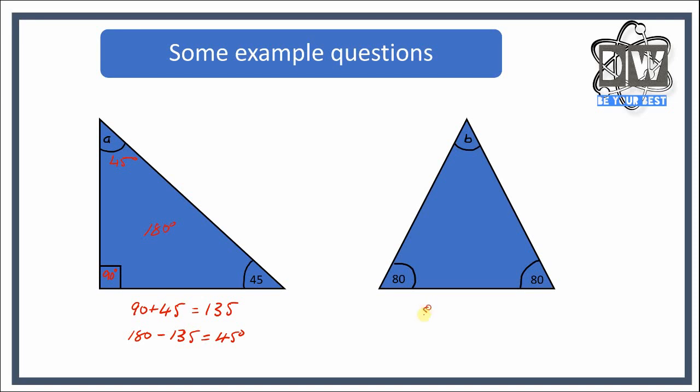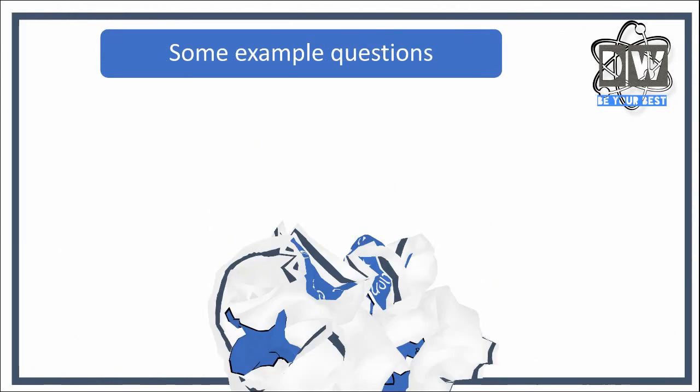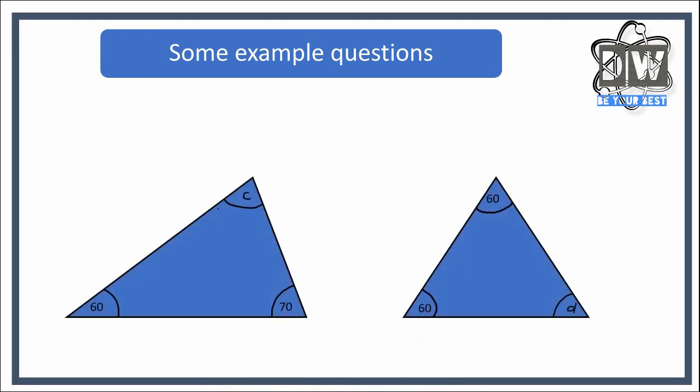Okay, so what's 80 plus 80? And that gives me 160. So what I've got is 180, because I know all the interior angles equal 180 degrees. So I'm going to take that 160 away from 180, ends up with 20 degrees. So we can say that B is 20 degrees. All right, so definitely, what I'd like you to do is give these ones a go, please, and see if you can do these ones, and then come back and see if you got them right.